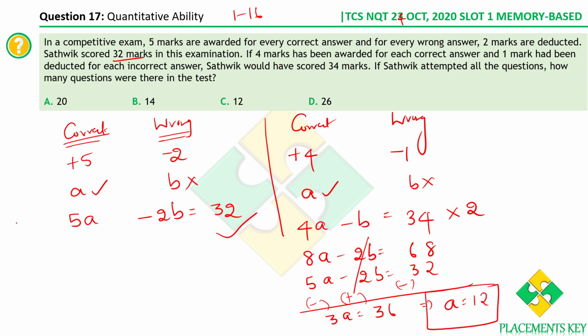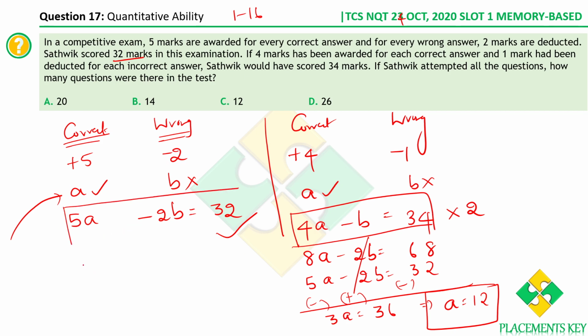What is this 12 that you have assumed? The number of questions that he answered right. To get the value of b, you can substitute in either of the equations. Let me take this equation, 4a minus b is 34. The value of a is 12, right? So 4a is 48, minus b is equal to 34. So you get b value is equal to 48 minus 34, that is 14.